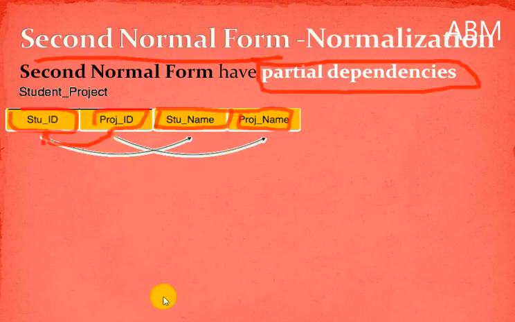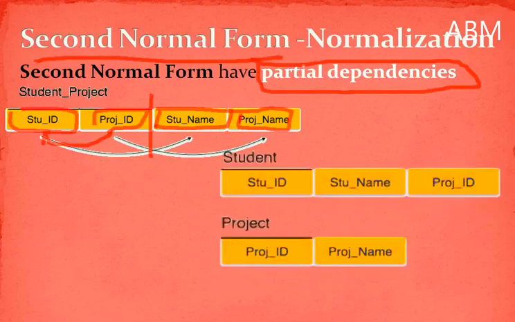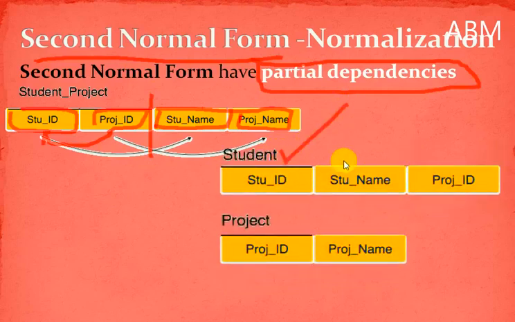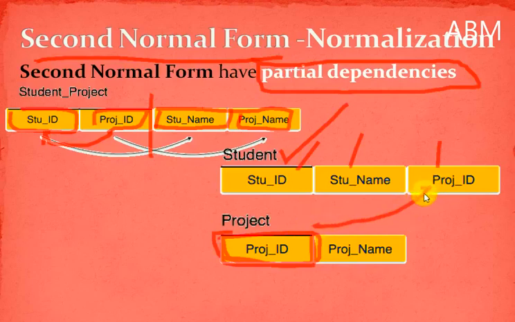the project ID. So to enter into the second normal form, the first condition is that you must be in first normal form, and secondly there should be no partial dependency. So how can we remove the partial dependency? We may break this table into two tables, as you can see. Now the student table contains the student ID, student name, and project ID, where the project ID becomes the primary key for the project table and also the foreign key in the student table.